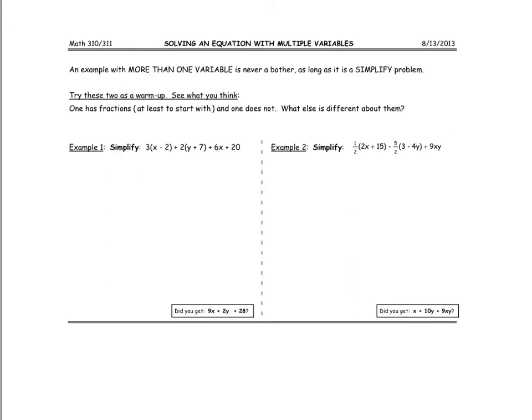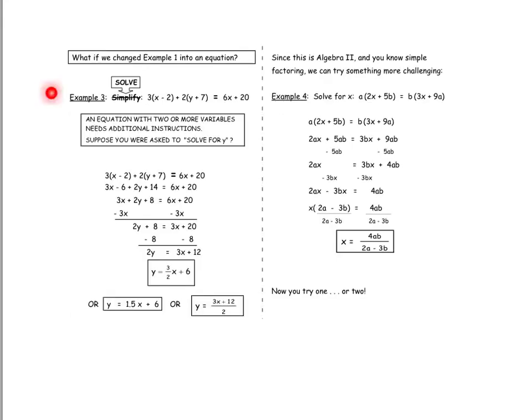After you finish practicing these simplified problems, we're going to go to the next section and we're going to look at the same problems, except we're going to make them into equations. Here we are with example number 3. I took example number 1, changed it from simplify to solve, and put in an equal sign right in the middle of the problem.